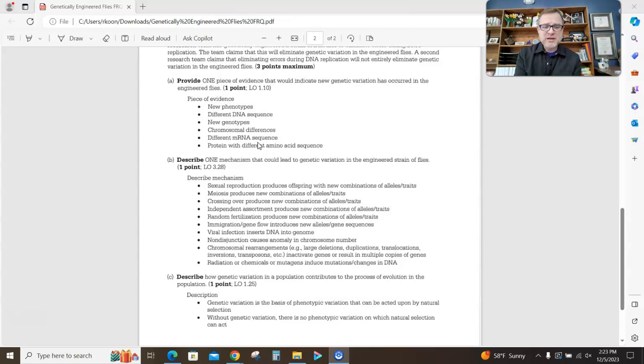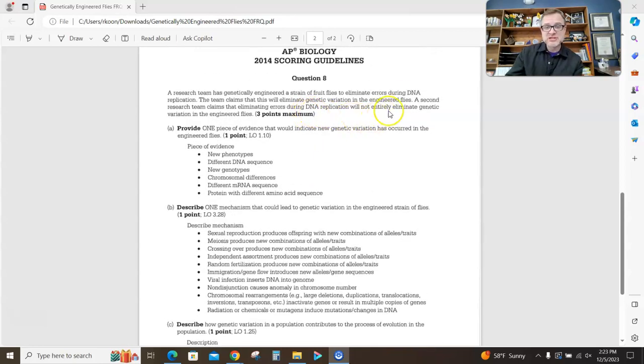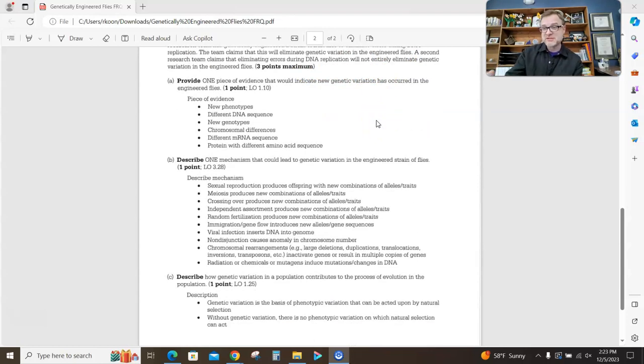Part B, to describe one mechanism that could lead to genetic variation. So the bold word there is describe, not identify. So describe sort of implies you need to give somewhat of a description into what the process is doing. There's lots of things you could say here. One thing that you cannot say is a mistake in cell division. The question says they eliminated genetic variation in replication. So saying that you have a mutation, and that's all you say, is not likely good enough. Saying that polymerase makes a mistake, not good enough, because the question says they got rid of that.